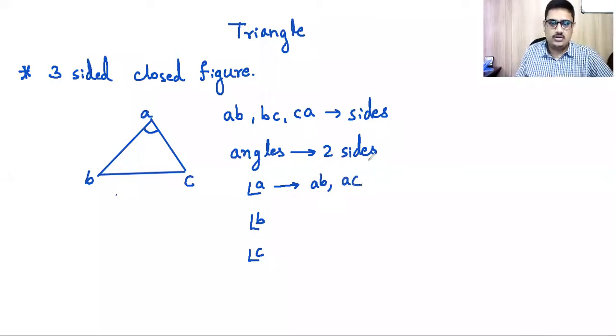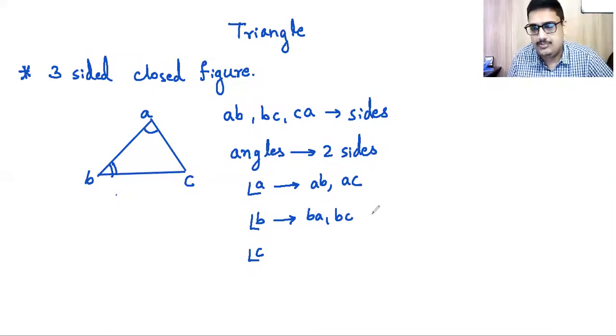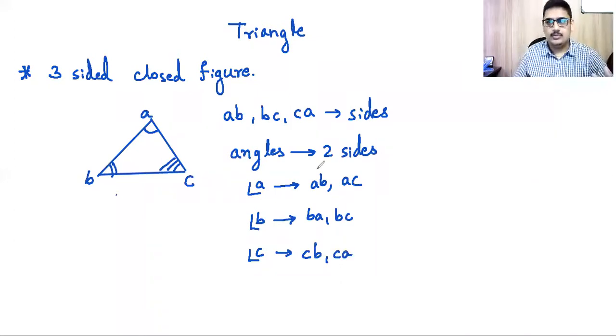Is this clear to all of you? Similarly, angle B is bounded by sides AB and BC, or we can say BA and BC. Similarly, angle C. Now tell me students, angle C is bounded by what sides? Angle C is bounded by CB and CA. So for the formation of an angle, two sides are required, which bind the angle. So we can say an angle is bounded by two sides.